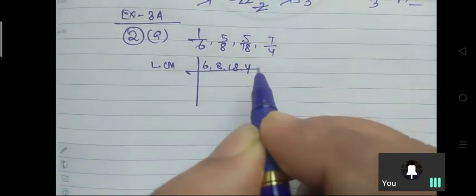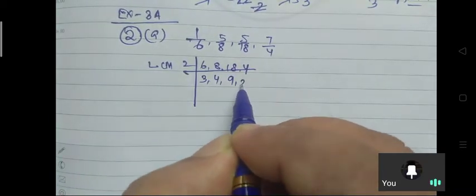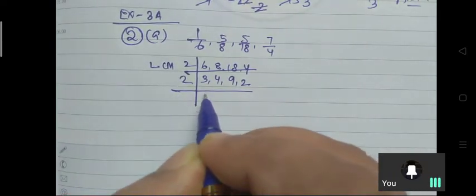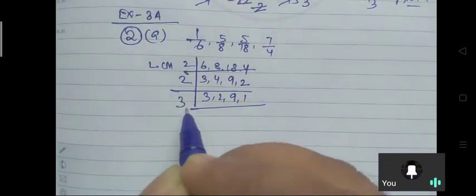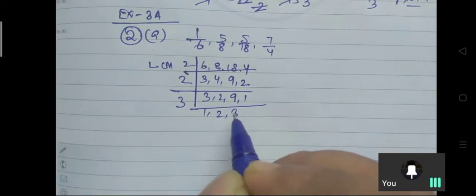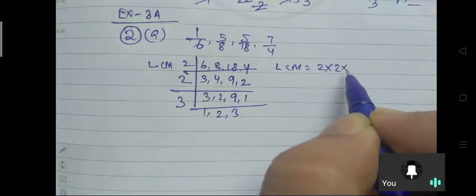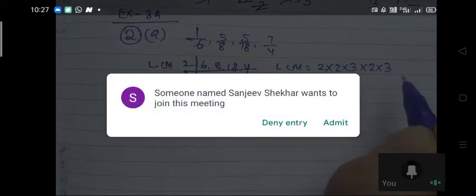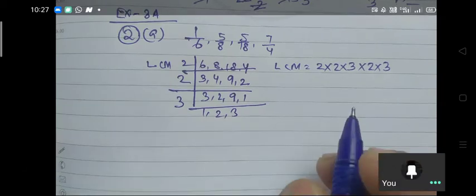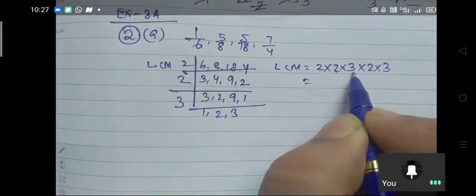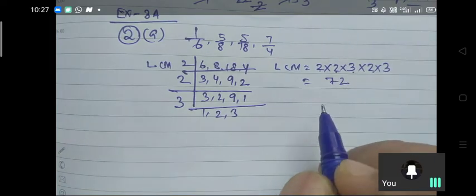LCM we will find out by 2 you can divide: 2 3s are 6, 2 4s are 8, 2 9s are 18, 2 2s are 4. Again by 2 you can divide: 2 2s are 4, 2 1s are 2. By 3 you can divide: 3 1s are 3, 3 3s are 9. Now no more you can divide. So LCM will be 2 into 2 into 3 into 2 into 3. 2 times 2 is 4, 3 12s are 12, 2 12s are 24, 3 24s are 72. So 72 is your LCM.